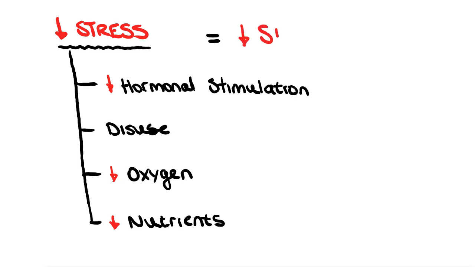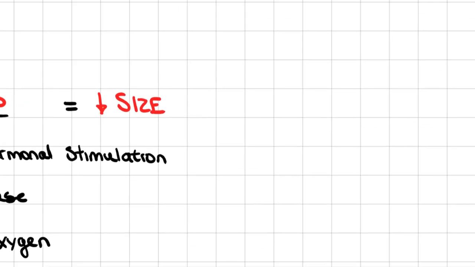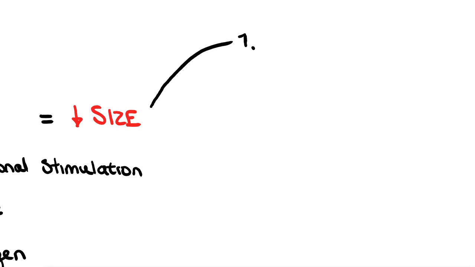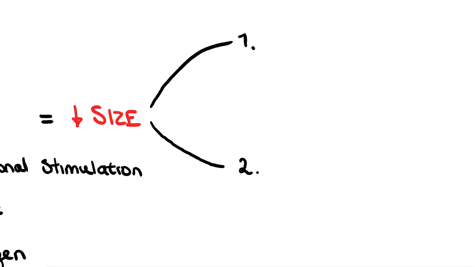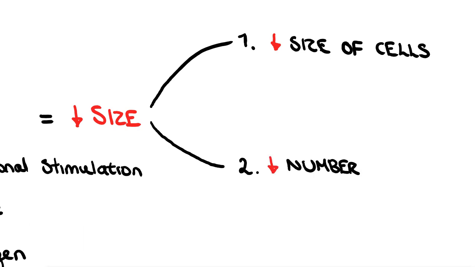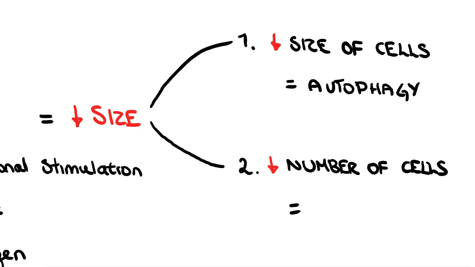An organ responds to this by decreasing the organ size, and it can be achieved either by decreasing the size of cells or the number of cells. A decrease in size is accomplished by marking cellular components for degradation, a process known as autophagy, meaning self-eat. A decrease in cell number is accomplished by a process known as apoptosis.